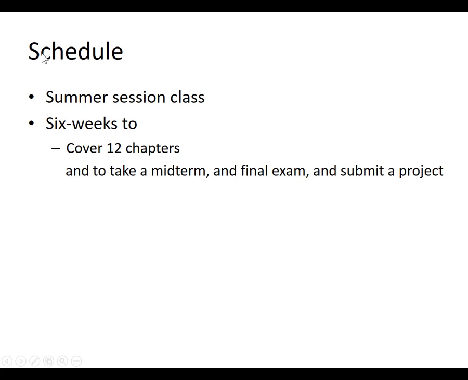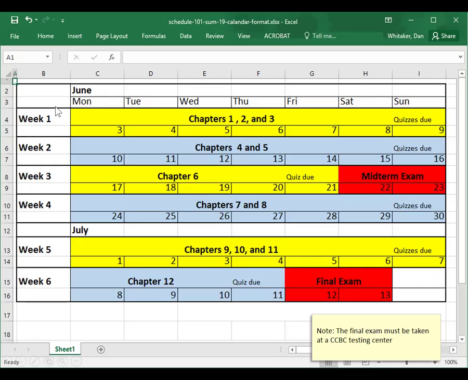So let's look at the schedule. In the first week, you have 7 days to cover chapters 1, 2, and 3, and then the quizzes for chapters 1, 2, and 3 are due Sunday at midnight. Then the second week, you have 7 days to cover chapters 4 and 5, and those quizzes are due Sunday at midnight.